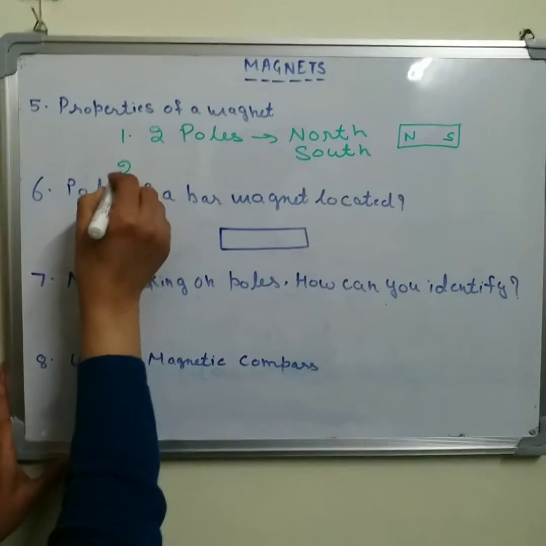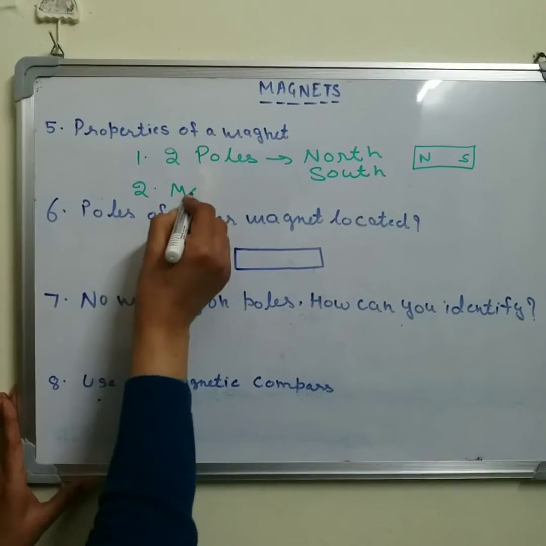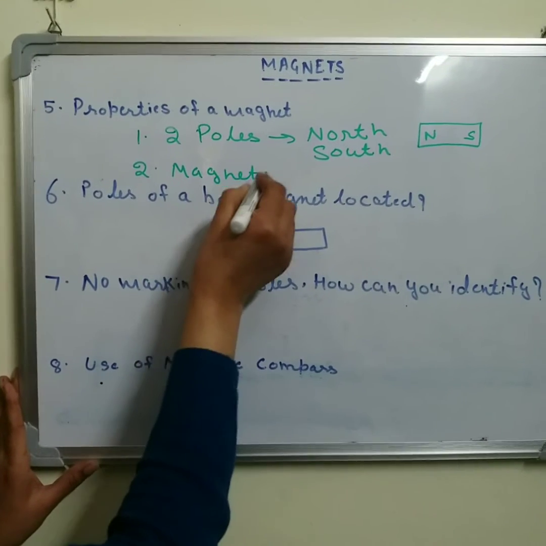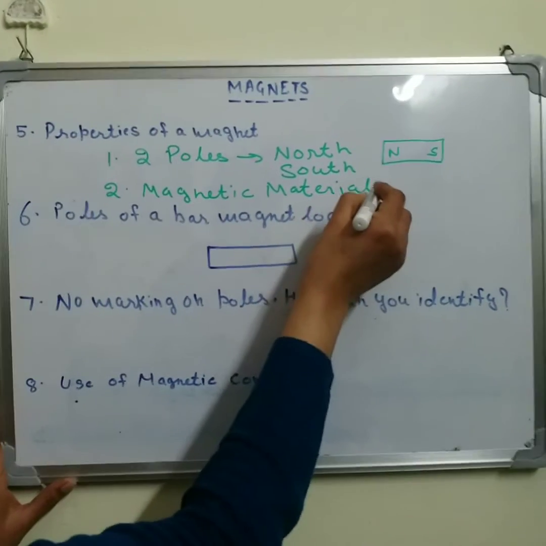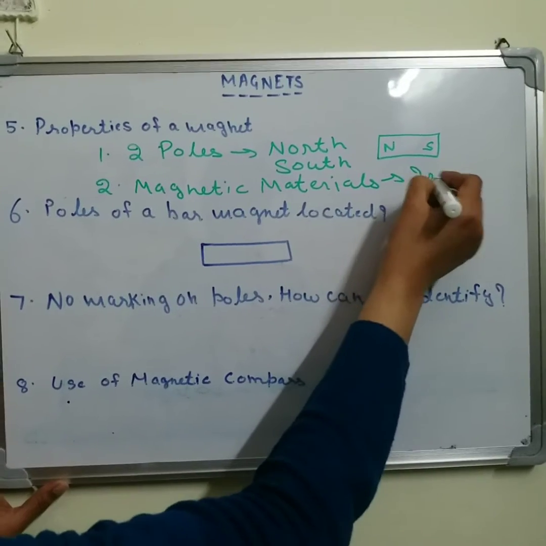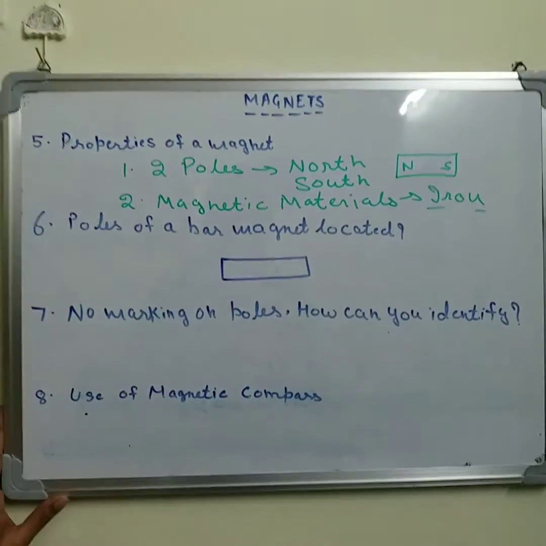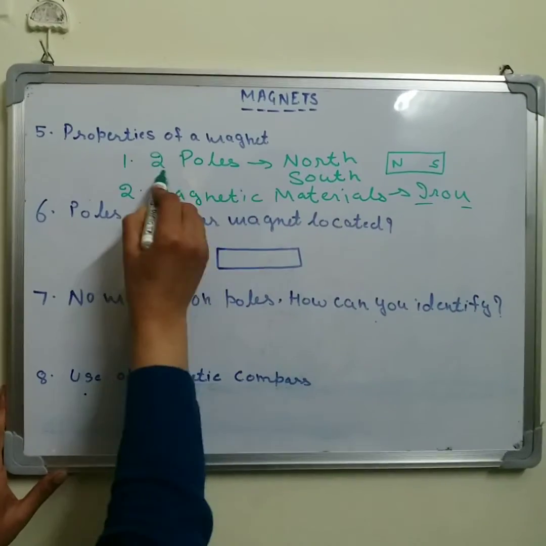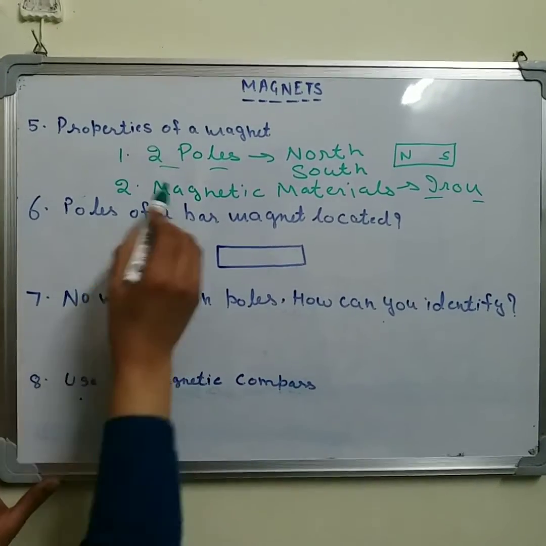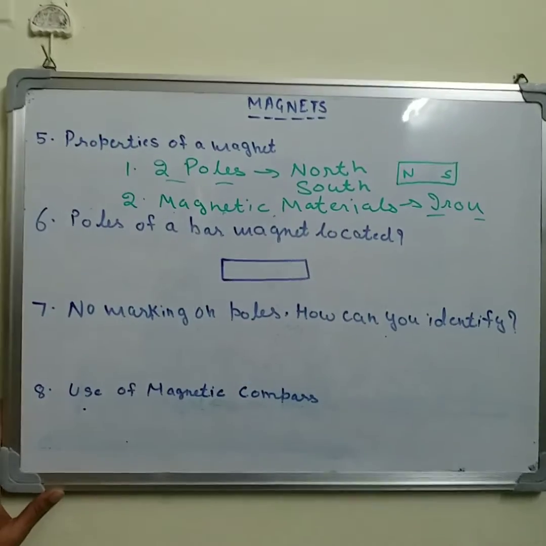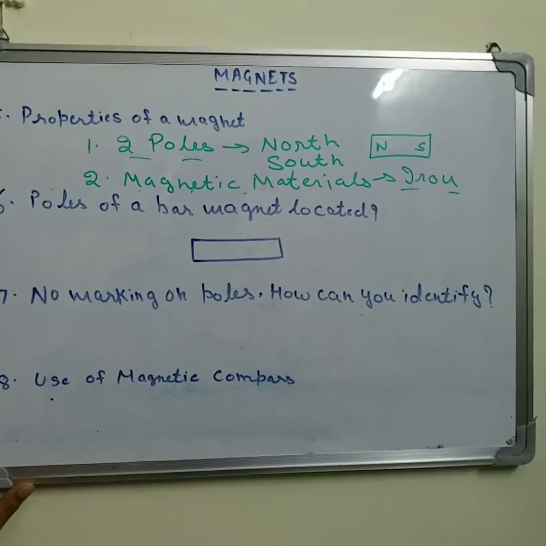Now the next property of a magnet: a magnet always attracts magnetic materials. Like iron, nickel and cobalt, these are magnetic materials. So, what are the properties of a magnet? A magnet always has two poles, north pole and south pole. And a magnet always attracts magnetic materials towards it, like iron, nickel and copper.